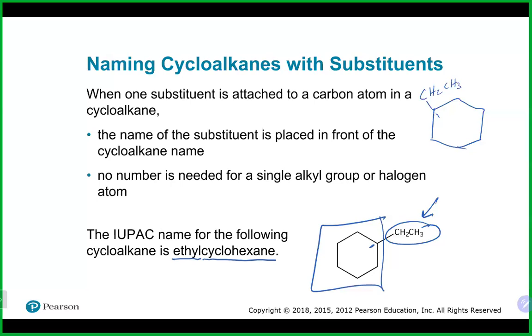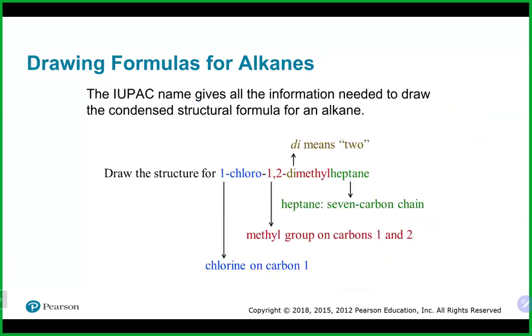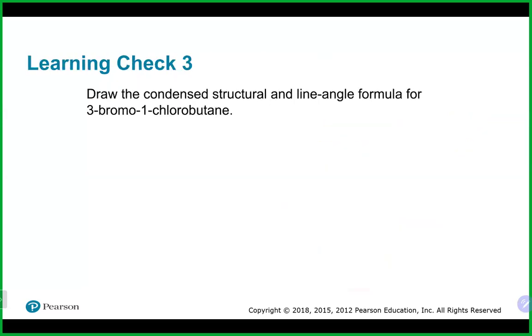If there are 2 groups, then you have to do like we did on that example earlier. You could go clockwise or counterclockwise, whichever way gives the groups the smaller numbers. And if it was a tie like we had previously, then you would default to alphabetical, whichever way gives the alphabetically first group the smaller number. That's what we just talked about.